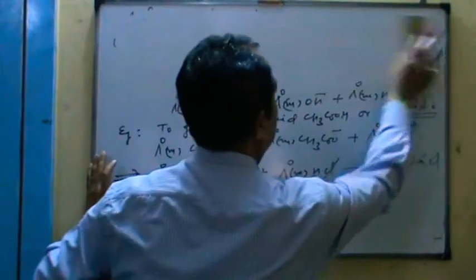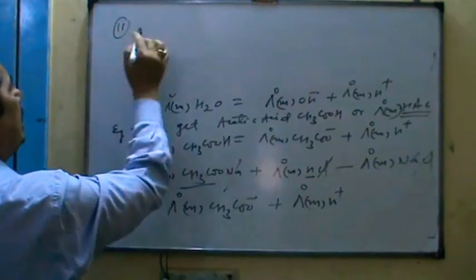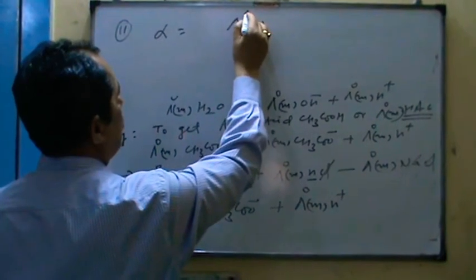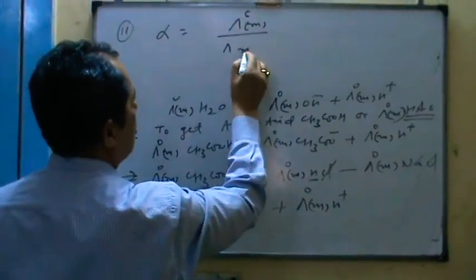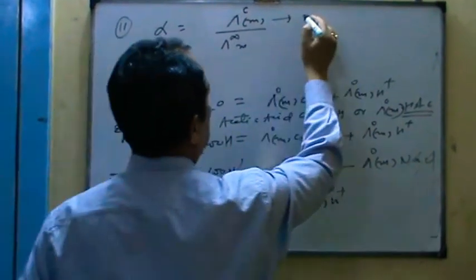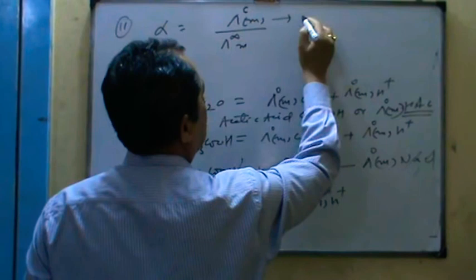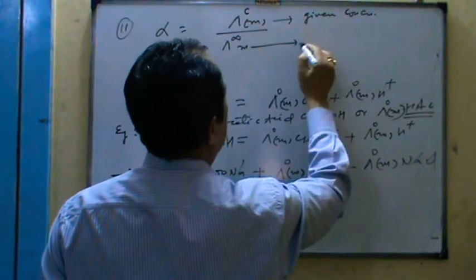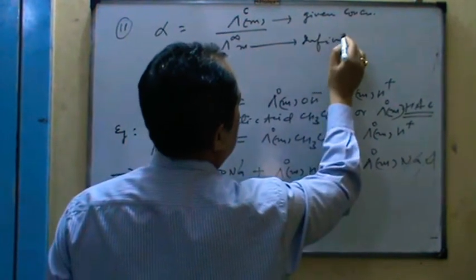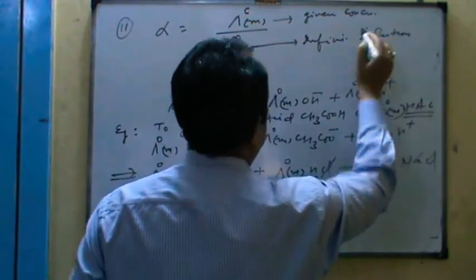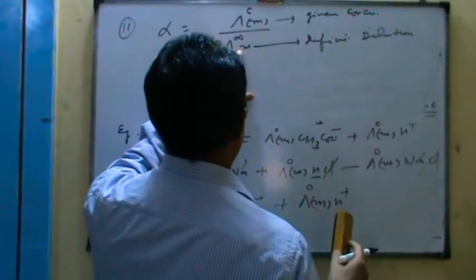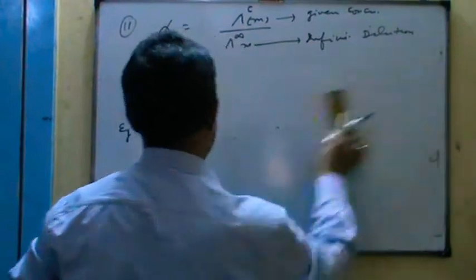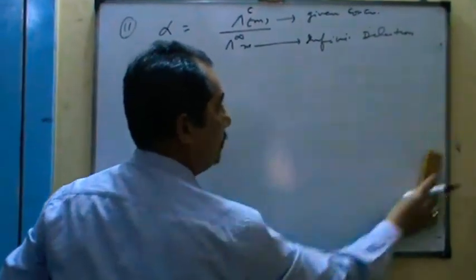Now we go for the second one. What is the second application? Second application is to calculate the degree of dissociation. It is the ratio between molar conductivity at a given concentration and limiting molar conductivity at infinite dilution. So this way you can calculate, since the concentration is given to you. Thus we can get alpha. What is alpha? Alpha is the degree of dissociation.